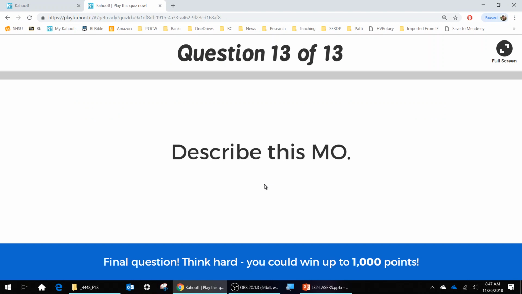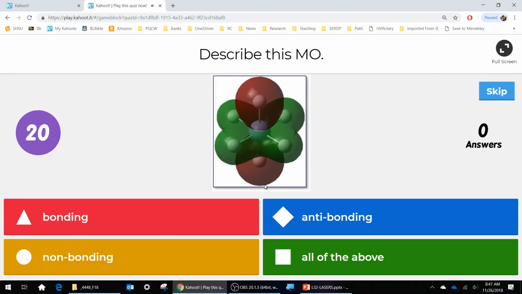Let's look at this next one. Describe this MO. And then that'll be it for today. Is this bonding, antibonding, non-bonding, or all of the above? I'll tell you now, all of the above is a silly answer. Although I guess you could have it bonding for some things and antibonding for others and non-bonding for others. So maybe it's not so silly.